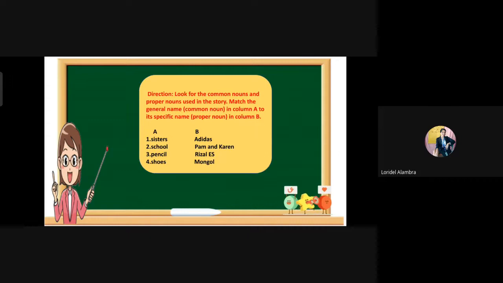School. Very good. Rizal Elementary School. Next, pencil. Very good. Mongol is the specific name of pencil. So, shoes. Very good. Adidas is the brand of the shoes in the story.